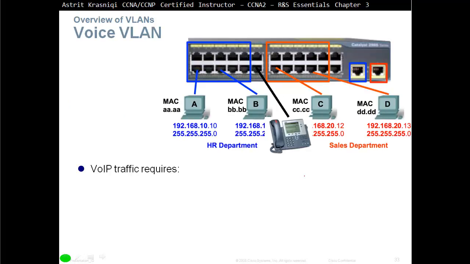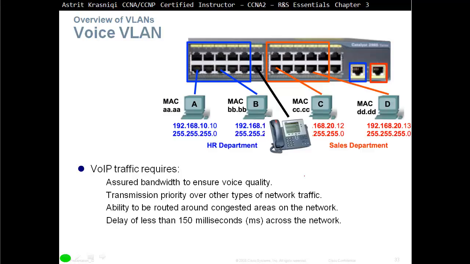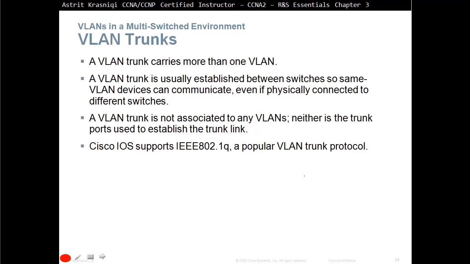Voice VLANs. Voice over IP traffic requires assured bandwidth to ensure voice quality, transmission priority over other types of network traffic, the ability to be routed around congested areas of the network, and delays of less than 150 milliseconds across the network. Security best practice is that voice traffic must be placed in a separate VLAN, so we create a different VLAN for voice traffic.